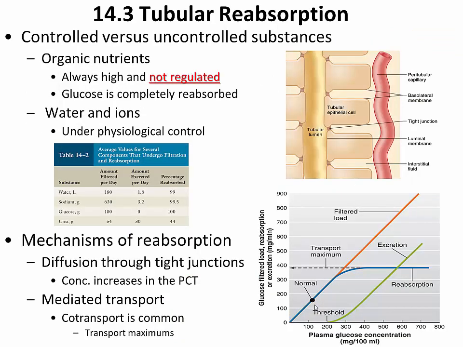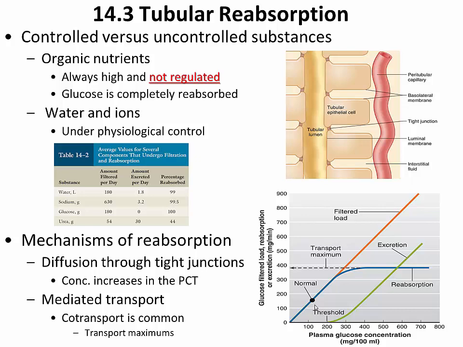We turn our attention now briefly to tubular reabsorption. And what we notice is this, that some substances are controlled. In other words, you can modify the amount of tubular reabsorption that's occurring. Other substances are not controlled. For instance, you just reabsorb 100% of that compound all the time. Organic nutrients, for instance, such as glucose. The reabsorption is always high and it's not regulated, which means that you're constantly reabsorbing all or nearly all of that particular compound. Water and ions, on the other hand, are under physiological control.